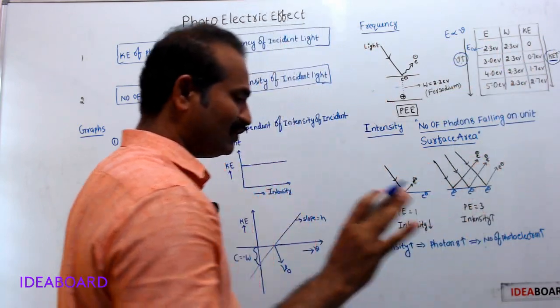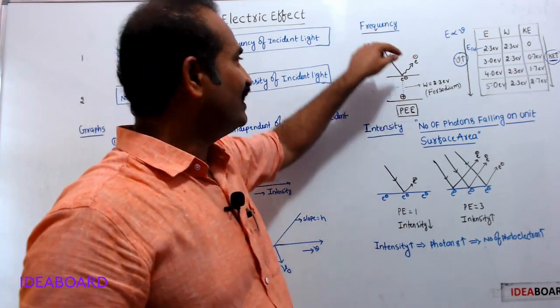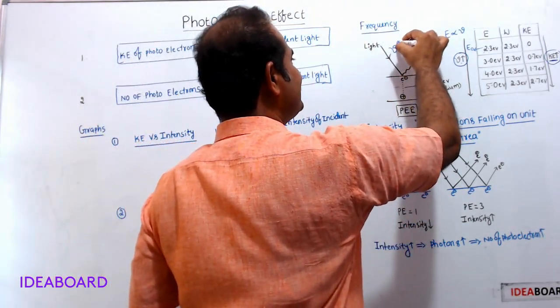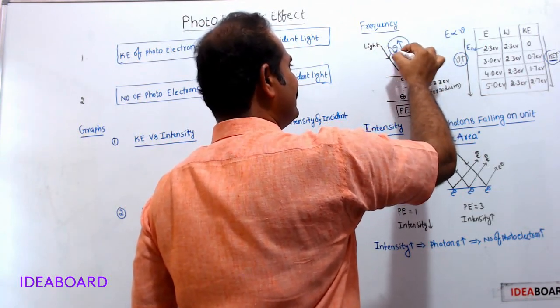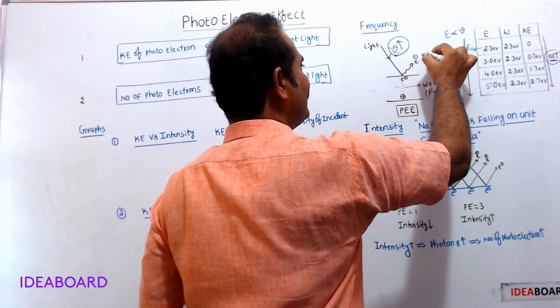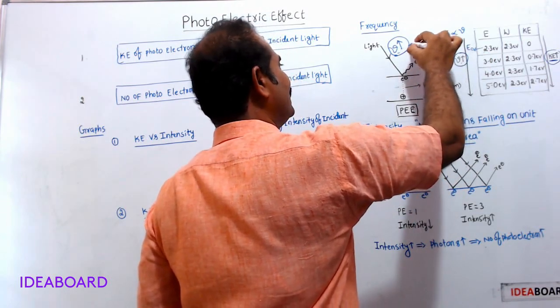This is an important conclusion in the photoelectric effect. When the frequency of incident light increases, the ejected electron's kinetic energy also increases. This is a very important point.